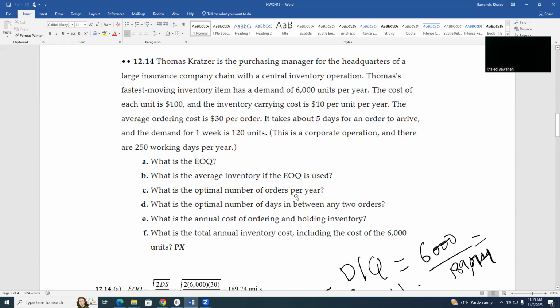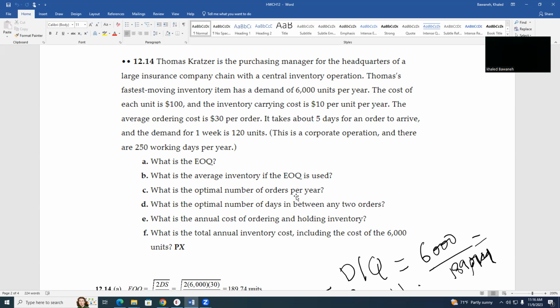Okay, so this guy is the purchasing manager for the headquarters of a large insurance company chain with central inventory operation. He demanded 6,000 units per year. The cost of each unit is $100. The carrying cost is $10 per unit per year. The average ordering cost, the setup cost, is $30.